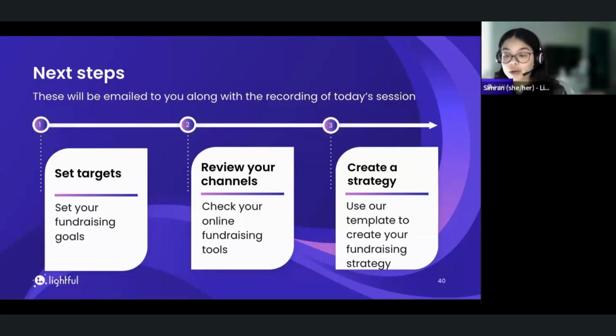And you can follow our Lightful Academy course to take this learning to the next level and access our fundraising strategy template. And Sabina has just shared that in the chat now. Also, I know lots of you have been working towards completing your match actions, and you'll be receiving an email later today with an update and your next steps. So keep your eyes peeled for that.